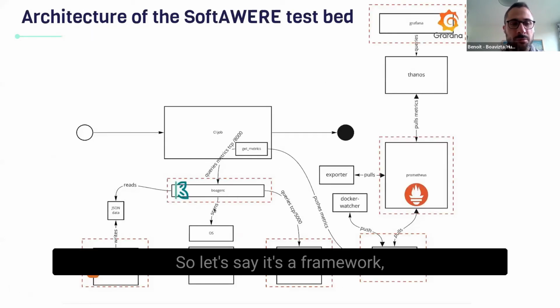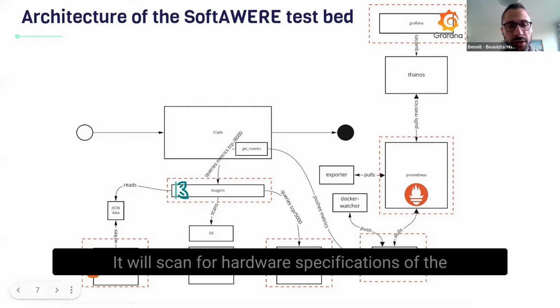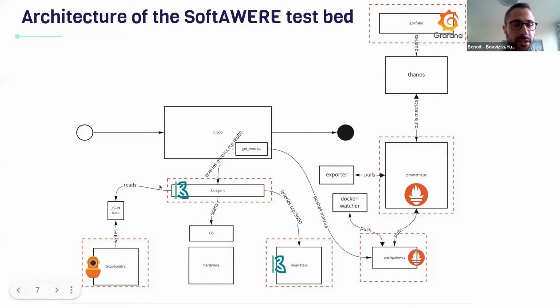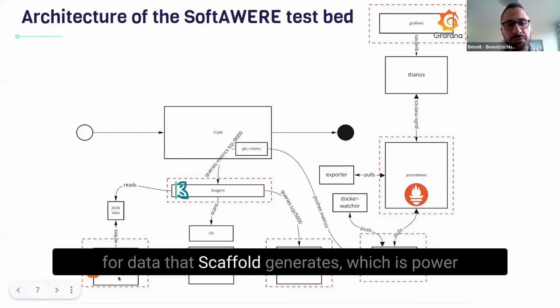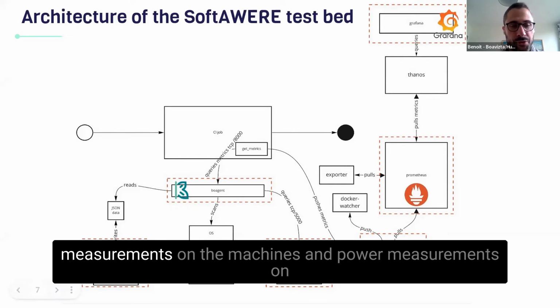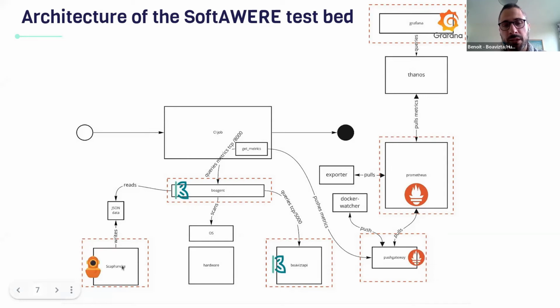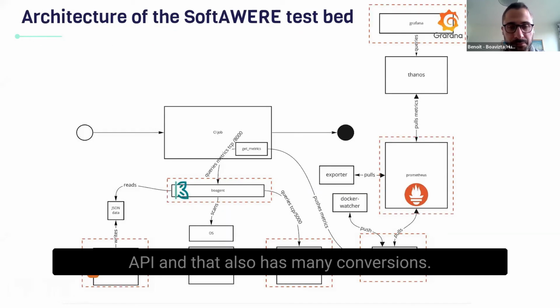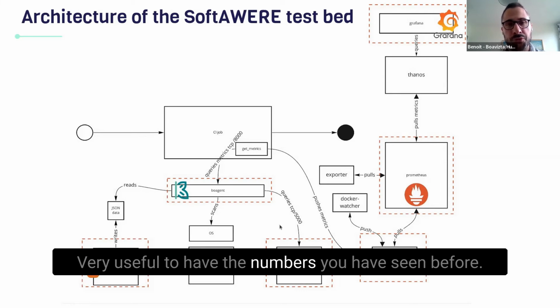So Boagent is, let's say, a framework, so it will do many things. It will scan for hardware specifications of the machine. It will call for power consumption metrics, and in our case today, it will call for data that Scaphandre generates, which is power measurements on the machines and power measurements on the processes running on the machine. And on the other side, it will call for impact factors from a project called the Boavizta API, which also does many conversions, very useful to have the numbers you have seen before.